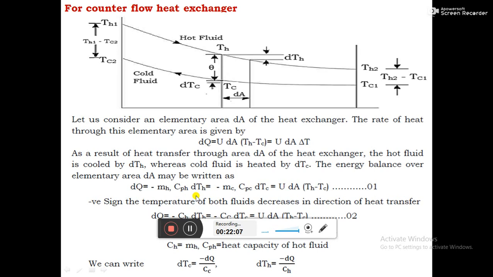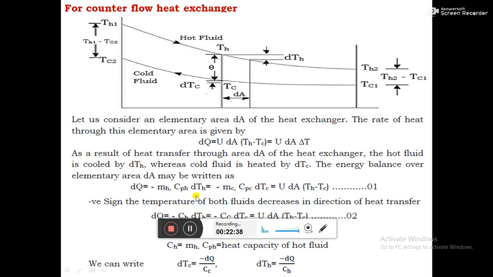For a parallel flow heat exchanger, it is Th1 minus Tc1, and for a counter flow heat exchanger, it is Th1 minus Tc2. Similarly, on the right hand side, for a counter flow heat exchanger, it is Th2 minus Tc1. For a parallel flow heat exchanger, it is Th2 minus Tc2. This is the basic difference between a counter flow heat exchanger and a parallel flow heat exchanger.